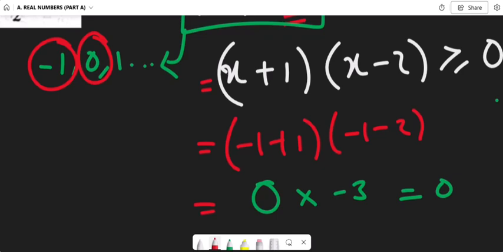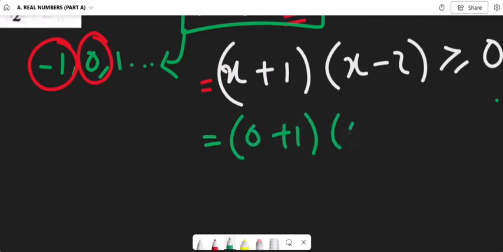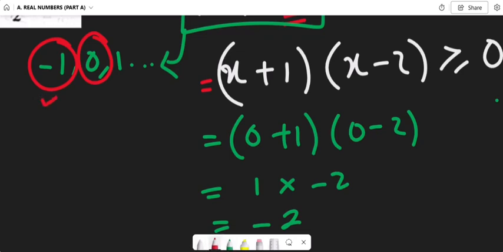But before we finish off, let's consider the other one, 0. That means I'm going to input 0 for the other one. Inputting the value of 0, I'm going to have it as equals to (0 + 1), then (0 - 2). Now you look at it, 0 plus 1 is 1, times -2, and 1 times -2 is what? -2. Recall that when I firstly applied my -1, I had it as 0. Now I applied my 0, I had it as -2.